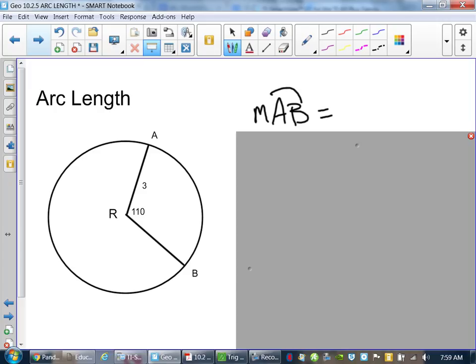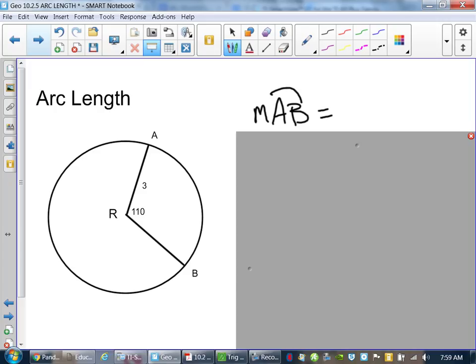All right, so try another one. So in this one here, guys, we are given a central angle of 110. I have a radius given at 3, and the first thing that they ask is, what is the measure of AB? Now, measure of AB is going to be different than arc length, correct? Right. Yes, because the measure of AB is going to equal what? 6.